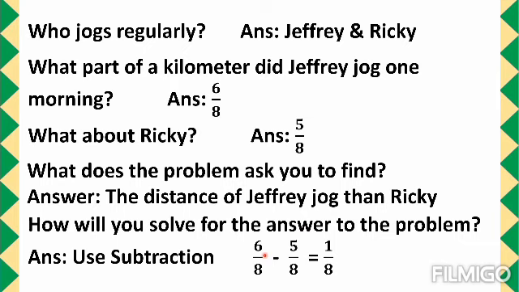I wrote below, we have 6/8 from Jeffrey and 5/8 from Ricky. Since our operation is subtraction, we just subtract these fractions. As I mentioned earlier, in subtracting similar fractions, we subtract the numerators and copy the denominator. So 6 minus 5 equals 1, copy the denominator, and the answer is 1/8. 1/8 is how much farther Jeffrey jogged than Ricky.